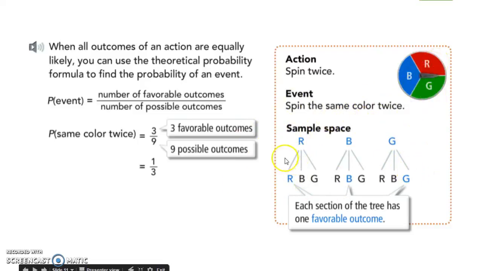So red, blue, or green is the first option, and then from that, the second spin, red, blue, or green. So 3 times 3, there's going to be 9 possible outcomes, and then they want to know spinning the same color twice. We could get red and red, blue and blue, or green and green. There's 3 different ways that I could get the same color twice out of 9 possible outcomes. So that would simplify to be 1 over 3.